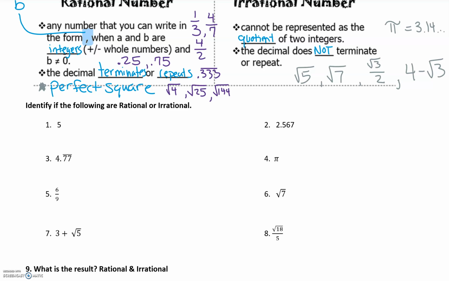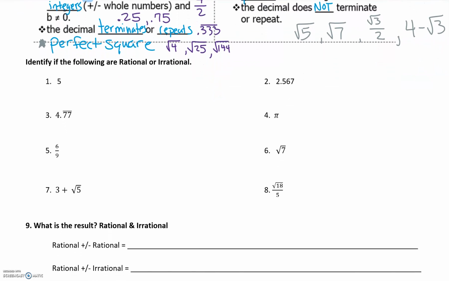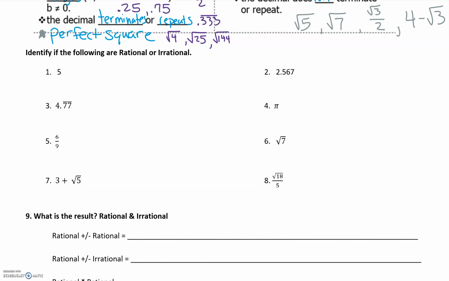Let's take that mindset, and we're just going to look at numbers 1 through 8 here and identify, is it rational or irrational? Number 1 says the number 5. Well, this is a nice, pretty whole number. That means it's a rational number. Number 2 says 2.567.